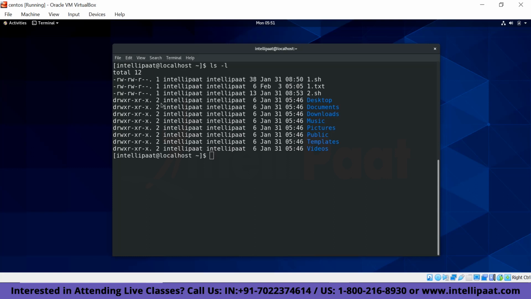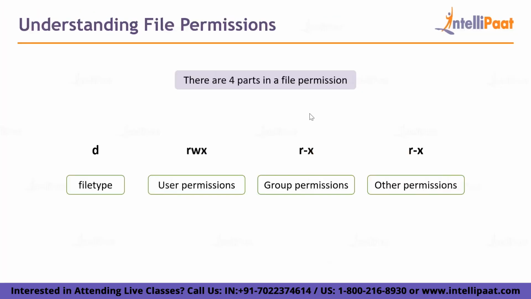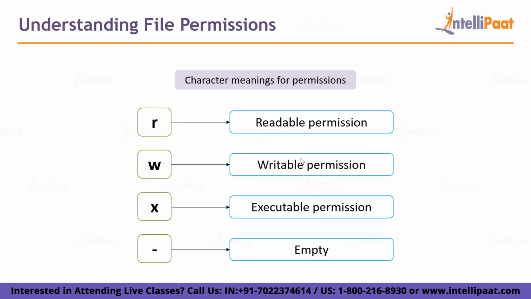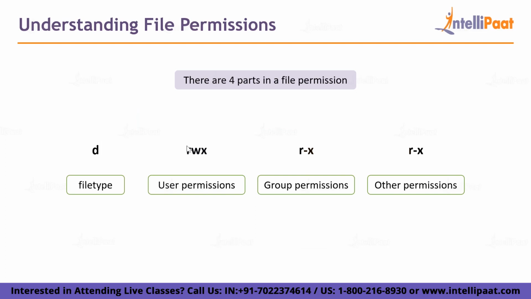So now again going back to the slides. This is the way it looks. This is the format of a file permission. Now coming down, what are the meanings of these characters? First R means readable, W means writable, X means executable, and dash or hyphen means empty. There is no permission or there is nothing over there. So first R, in the sense it's readable. First you saw here RWX under user permissions.